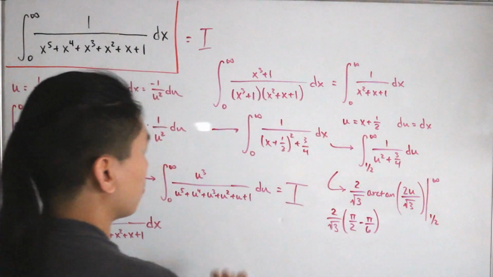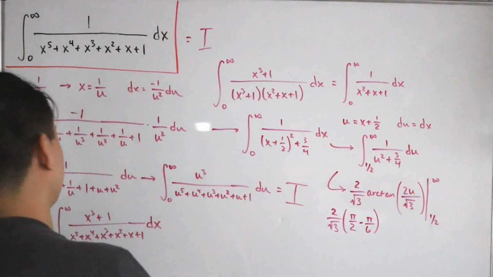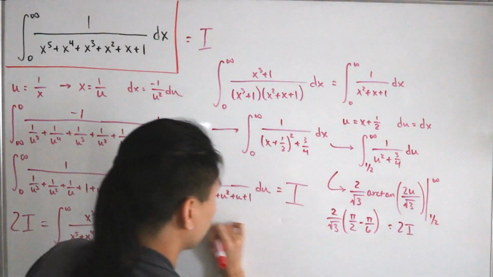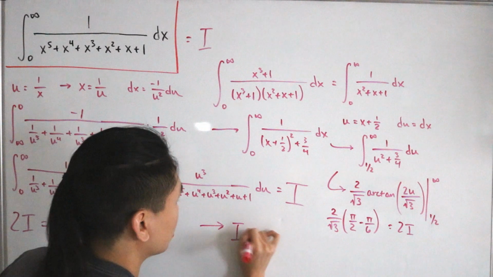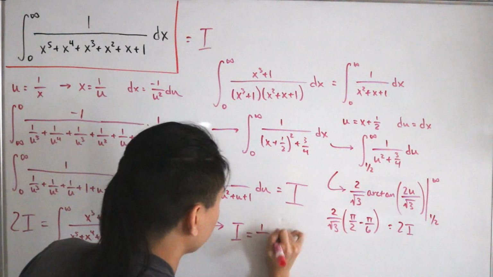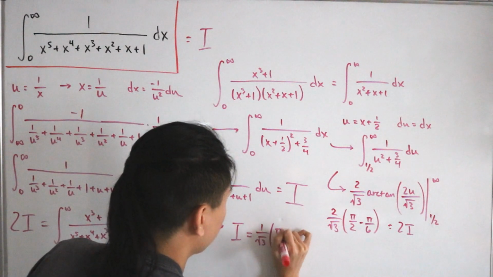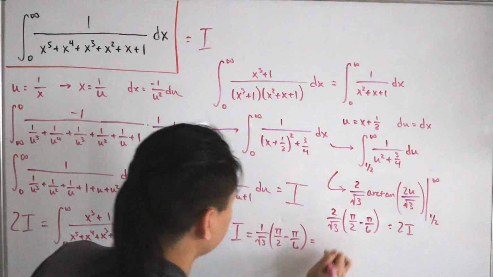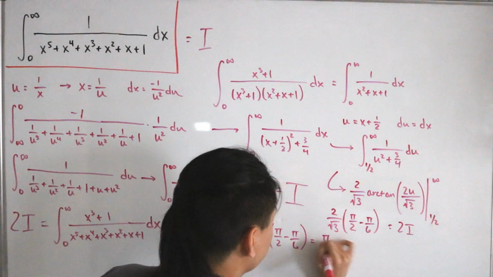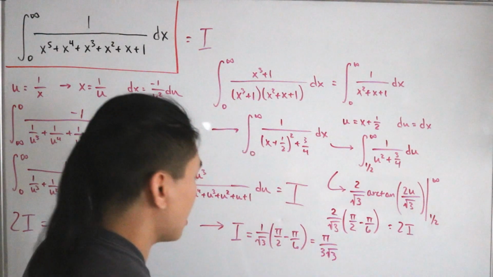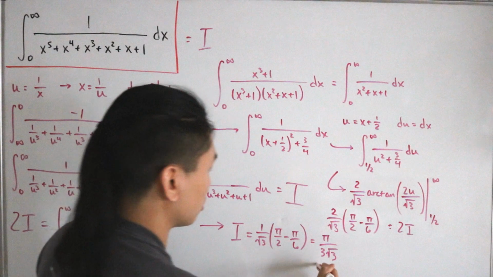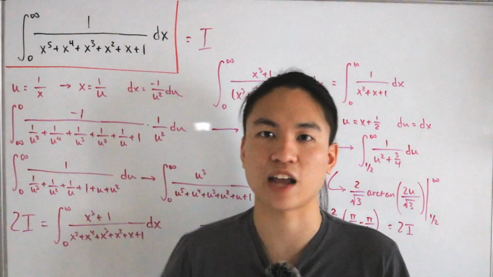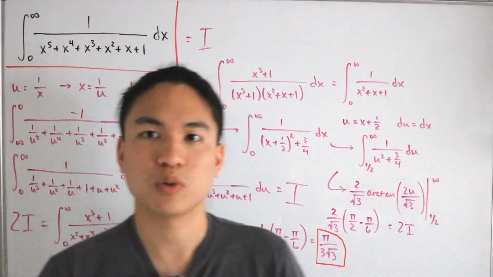Okay, and so what I'll do is set this as 2I equal to this value. So 2I, and then continuing further, I is equal to 1 divided by the square root of 3, times pi divided by 2 minus pi over 6. Simplify that out, and this is just pi divided by 3 times the square root of 3, and that is indeed our final answer for the rather fast improper integral that we wanted to solve from the beginning, just like that. So yeah, that's pretty cool if you ask me.